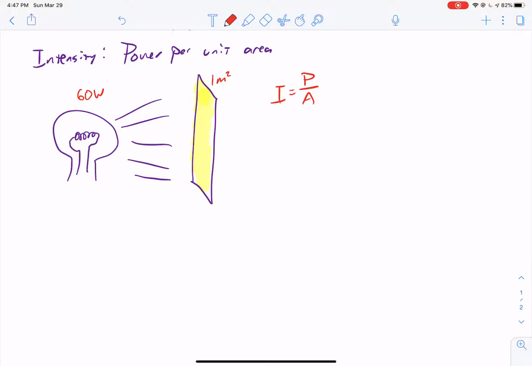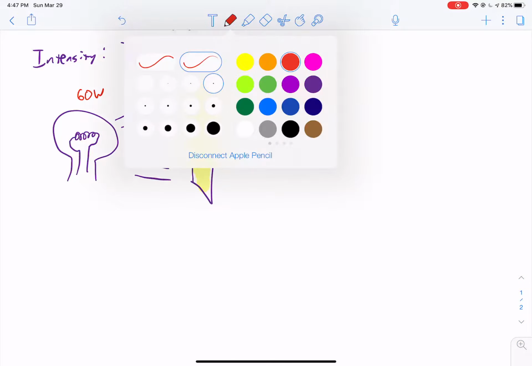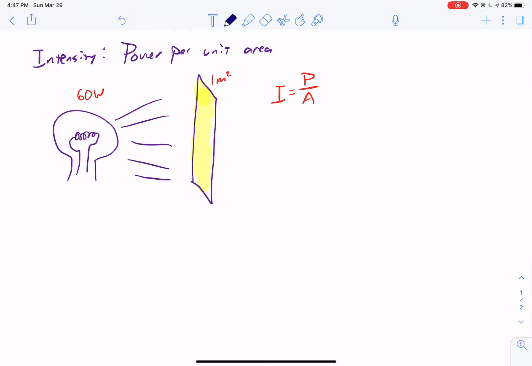That's not right. Because here's the deal. That 60 watts from the light bulb, the 60 joules per second that light bulb is giving off, it's not being given off in only one direction. It's being given off, for the purposes of what we're dealing with, in all directions. And most of the energy that is given off by that light bulb doesn't come anywhere close to hitting that piece of paper. So the intensity of the light on this sheet of paper is much, much less than 60 watts per meter squared.